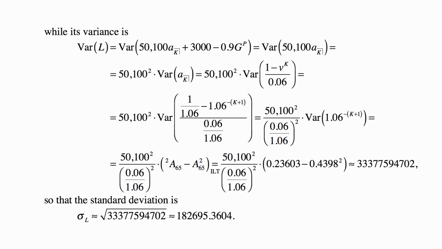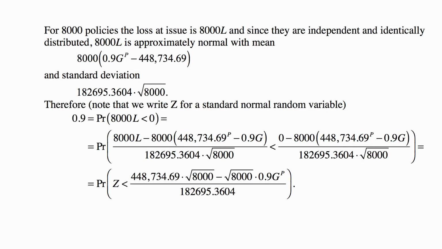It's a very large number, but that's to be expected. And then we take the square root of it to get the standard deviation. Now, for 8,000 such policies, the loss at issue is 8,000 times the loss random variable whose parameters we were just calculating. And since they are independent and identically distributed, 8,000 L is approximately normal with mean equal to 8,000 times the mean of an individual policy, and standard deviation equal to the square root of 8,000 times the individual standard deviation, because the variances are added.